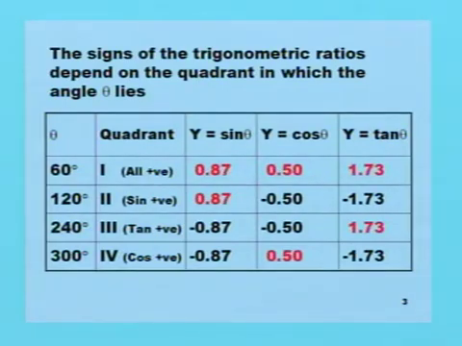The cosine of 120 is the same as the cosine of 240. And look at the tangent ratio. The tangent of 60 degrees is the same as the tangent of 240 degrees. And the tangent of 120 degrees is the same as the tangent of 300 degrees.